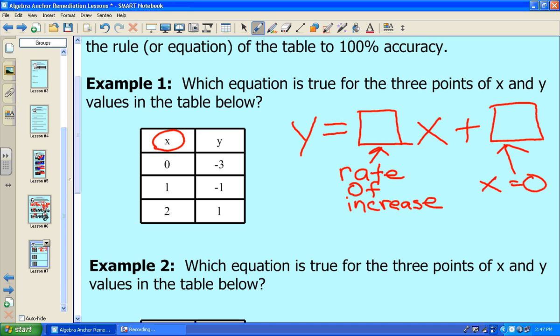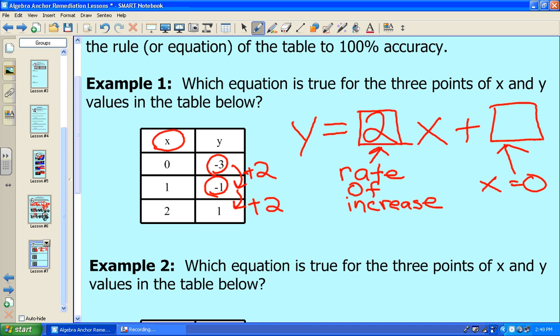Okay, we first want to find the rate of increase. How much are those y values increasing by? Okay, to get from -3 to -1, that is increasing by a value of 2. To get from -1 to 1, you are increasing by 2. Notice that you have negative numbers. That's okay. It doesn't matter. Okay, they're both increasing by 2, so that is the number that goes in front of x.